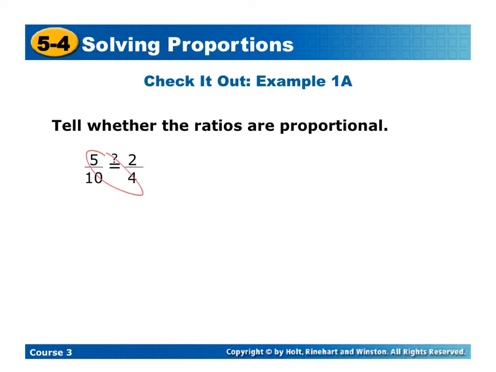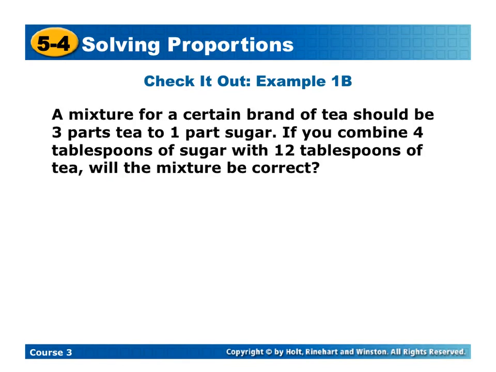Alright, so 5 times 4 would be 20. 10 times 2 is also 20. So yes, these are proportional. And here's another one for you to try out. Pause the video and see if this one is correct.